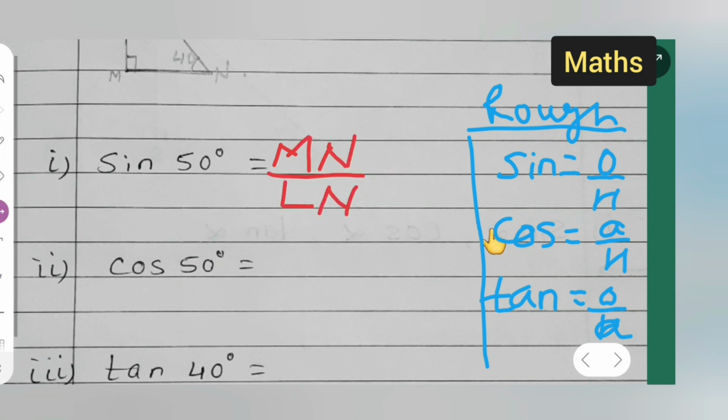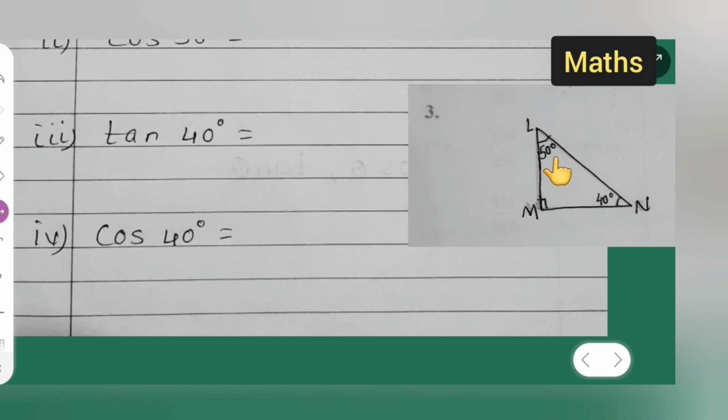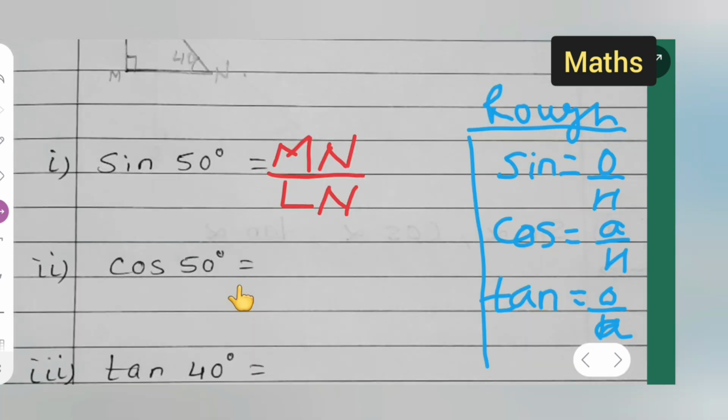Next you will have cos. Cos is what? Adjacent upon hypotenuse. So cos of 50 is what? What will be the adjacent side? The adjacent side of L will be LM upon hypotenuse, which is LN. Cos is adjacent upon hypotenuse, so it will be LM upon LN. So you all can write it down.